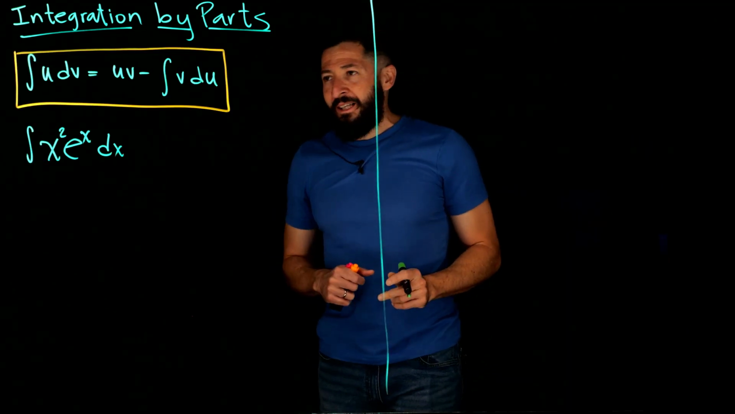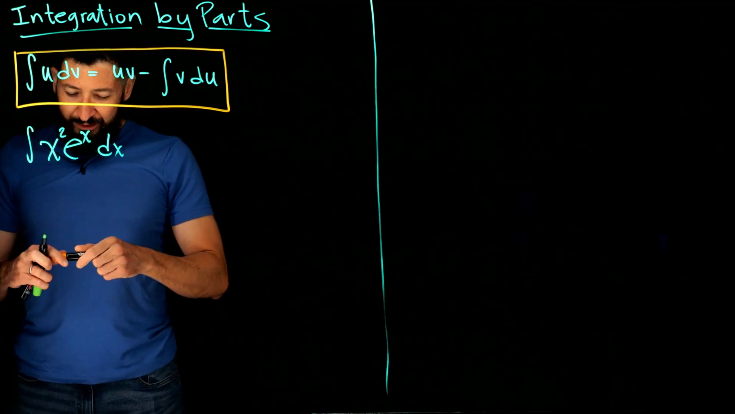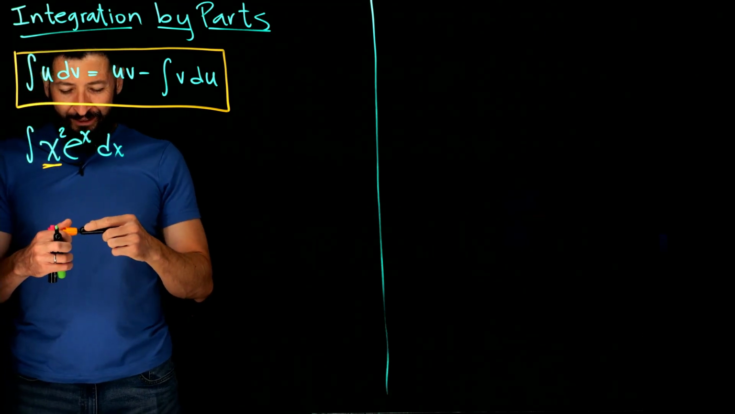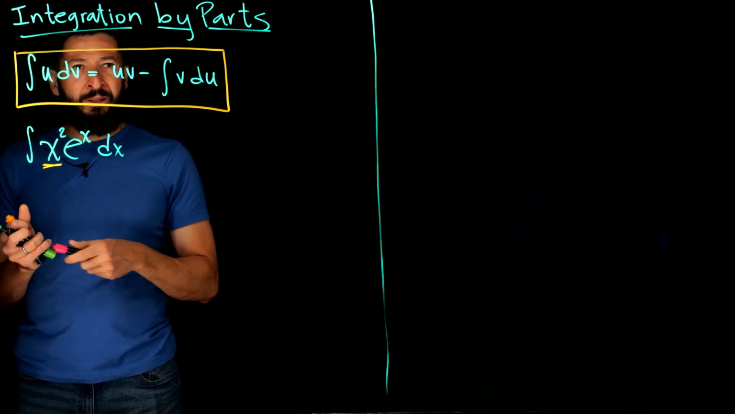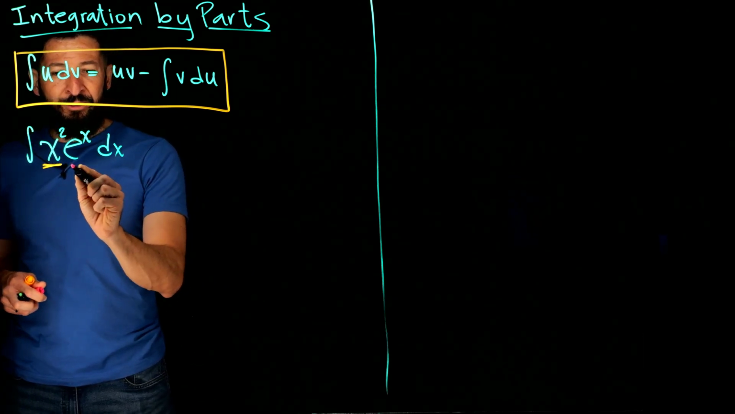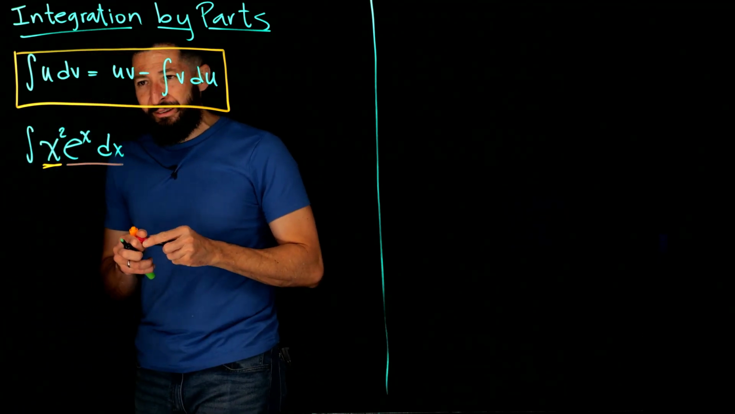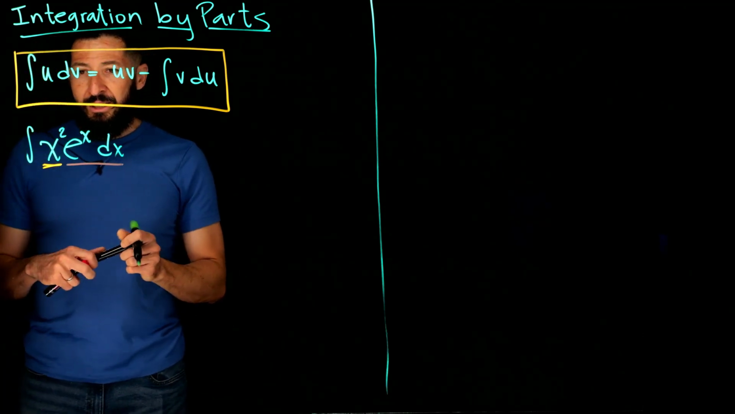All right, so let's look at this one right here. Again, usually, whenever you have a polynomial factor, that's going to usually be your u, because you're going to be taking derivatives, and eventually you're going to have that the derivative of a constant is 0, so you're going to be going down until that term doesn't appear anymore. So I'm going to pick that to be u.